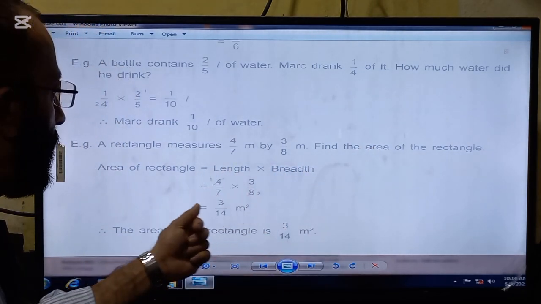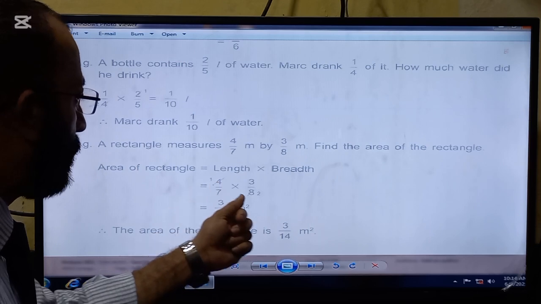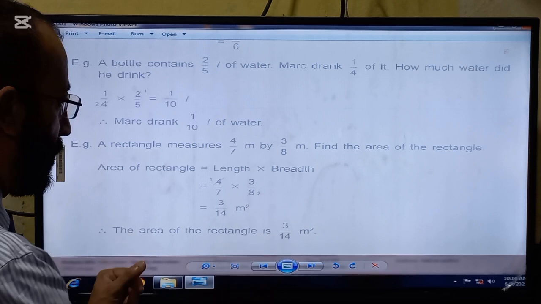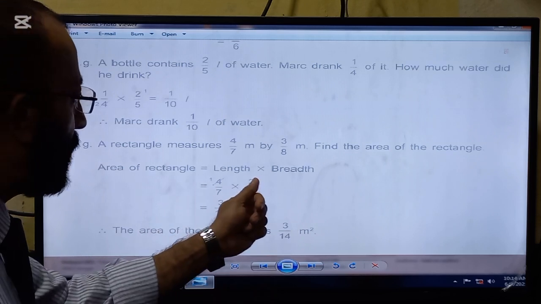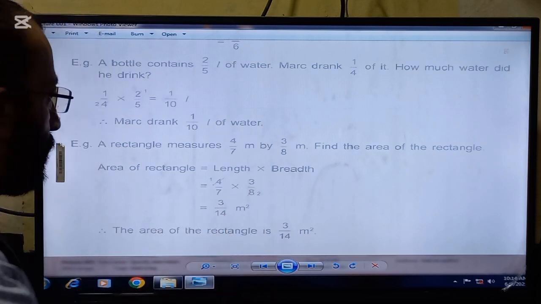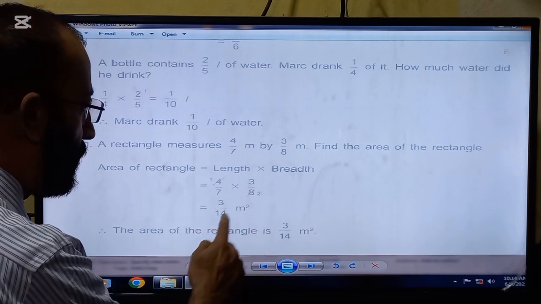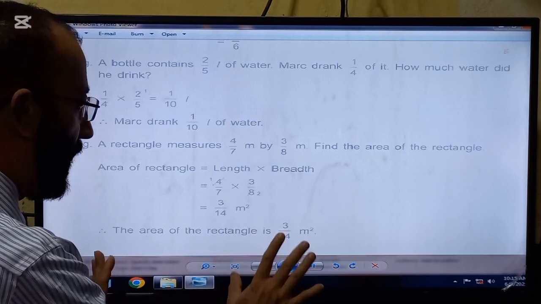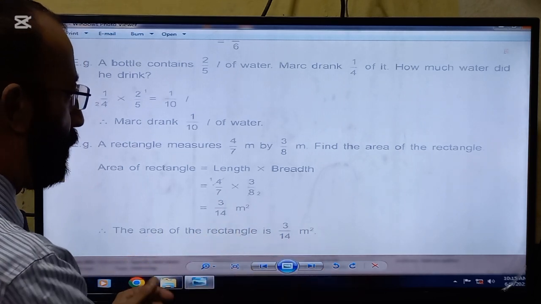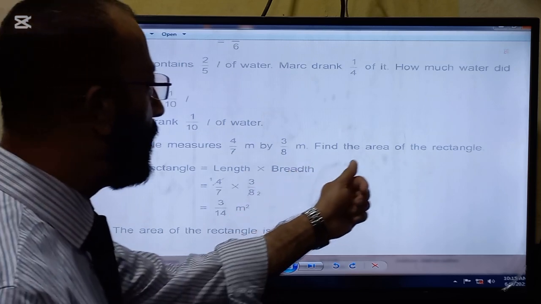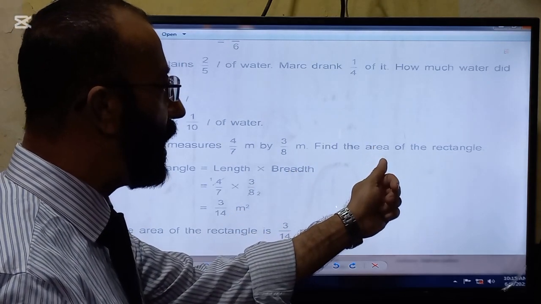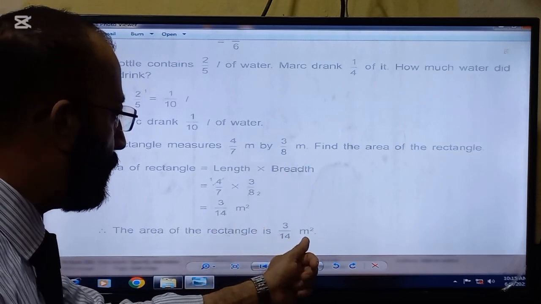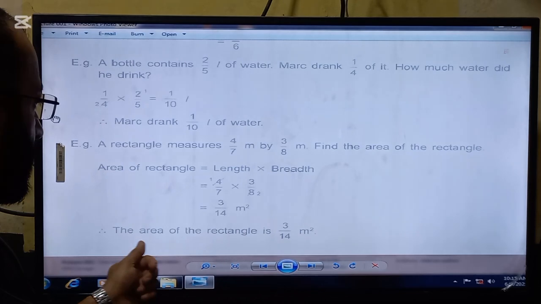So at this step, values are going to be cancelled. 4 ones are 4, 4 twos are 8. So this is the simplest form now of the two fractions. So now multiply the numerator with the numerator and denominator with the denominator. So 1 three is 3 and 7 twos are 14. So this is a proper fraction and it is not going to be cancelled further. So this is the simplest form. And we need to find the area, because the area's unit is square units and the unit used in the question is meter. So the unit of the answer will be meter square because this is the area.